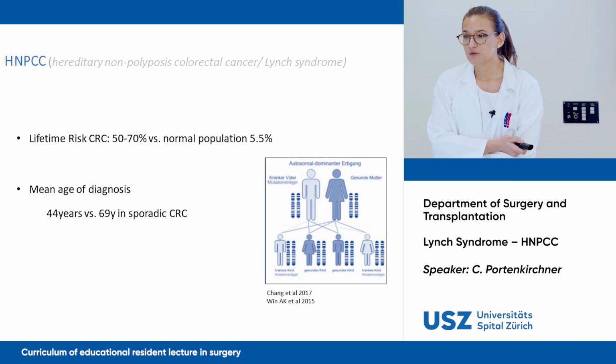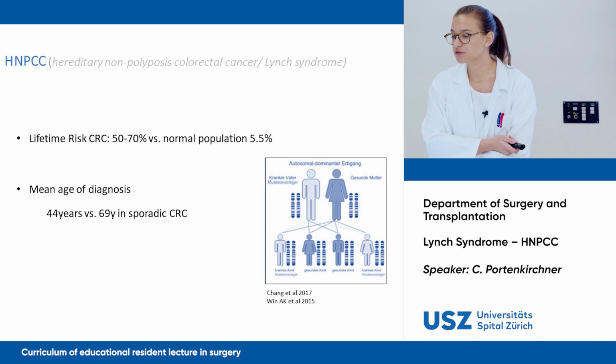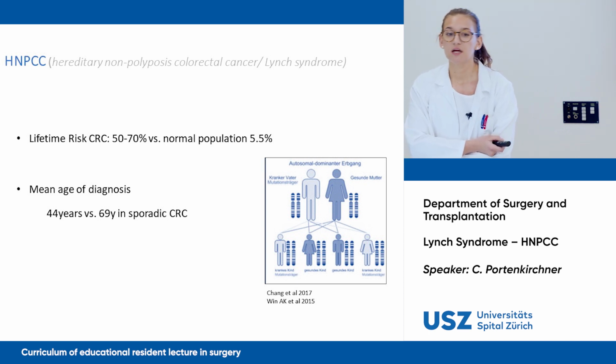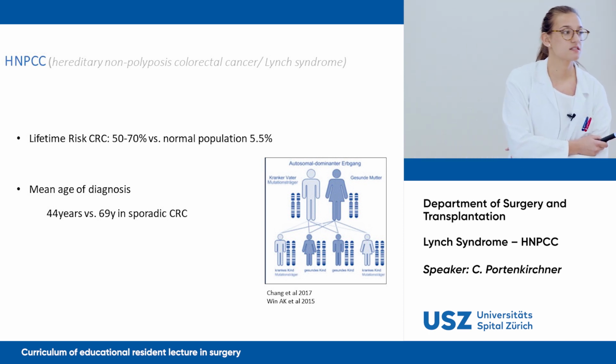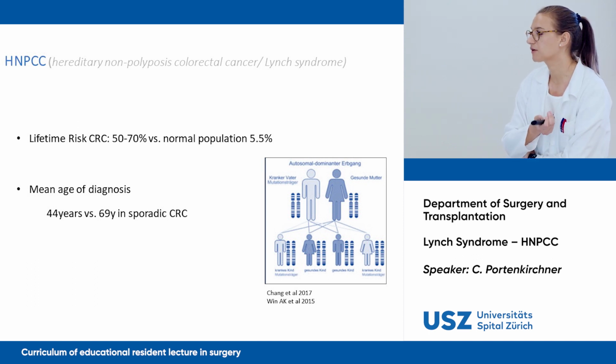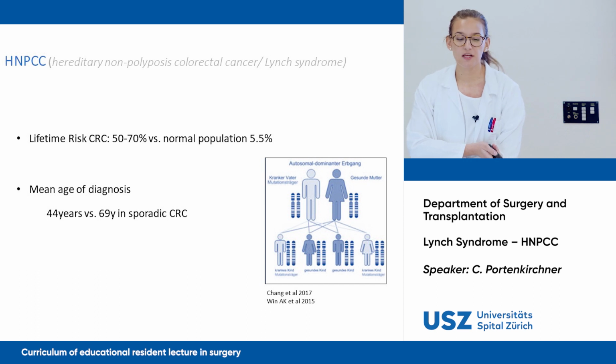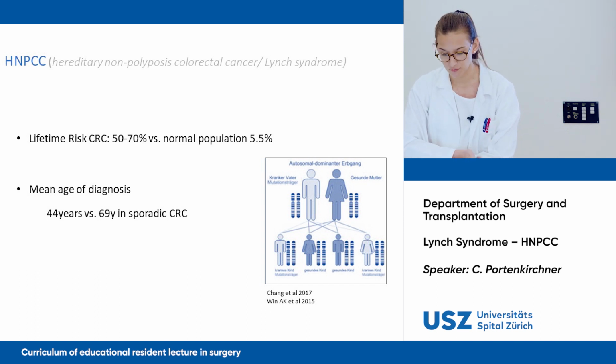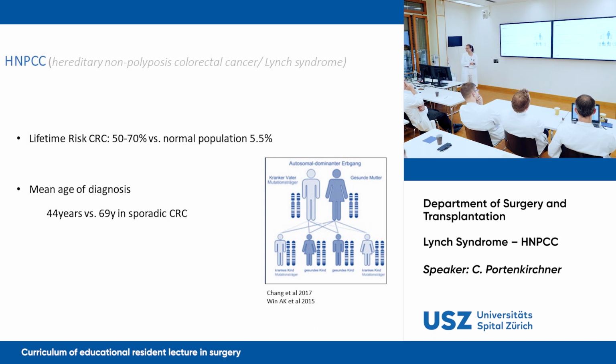We have a lifetime risk for colorectal cancer which is really increased in Lynch syndrome. It's up to 70%, whereas the normal population has a 5.5% chance of developing colorectal cancer. Also, the patients are much younger. They are 44 years old at the time of diagnosis. And for Lynch syndrome, we don't only have colorectal cancer. Lynch syndrome is associated with lots of additional cancer sites.